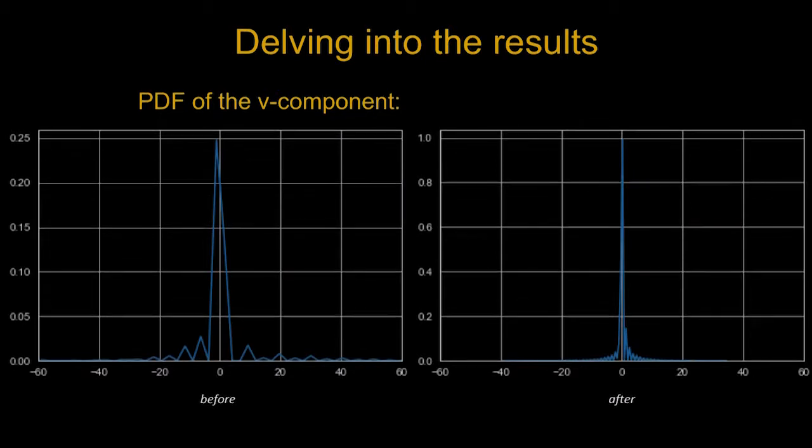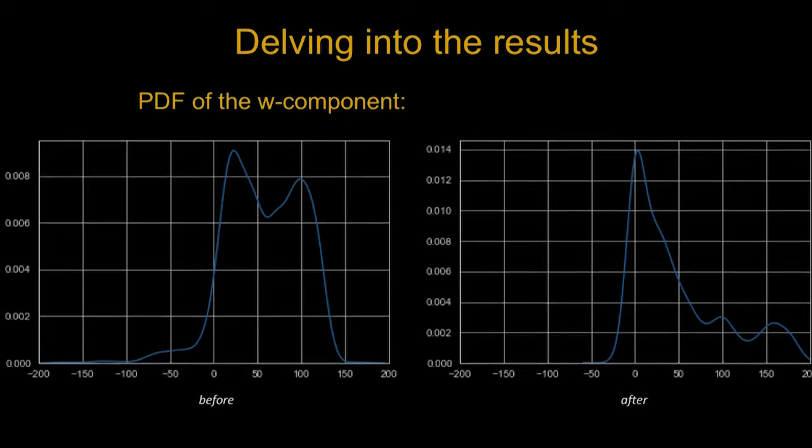But things get interesting when we look at the W component, which is in the direction of the pipe flow. So we have 2 peaks here, which is quite mysterious, and it doesn't really make sense. But when we pass it through the network, we find out that it now follows a nice distribution, which makes sense when we look at the pipe flow. It should follow a parabolic flow path. So yeah, it does seem the network is able to denoise.